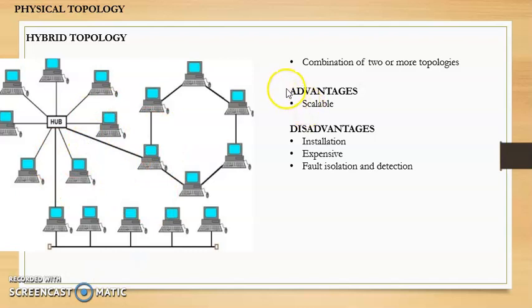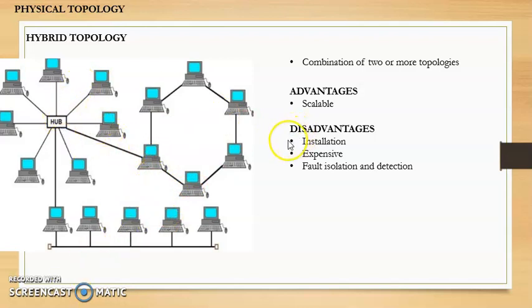So let us see the advantage of hybrid topology. Main advantage of hybrid topology is that it is scalable, which means that it is very easy to expand the network or very easy to increase the size of the network. Next, let us discuss the disadvantages. Main disadvantage is installation. Now, since hybrid topology is a combination of two or more other topologies, installation can become very difficult because many devices need to be connected.